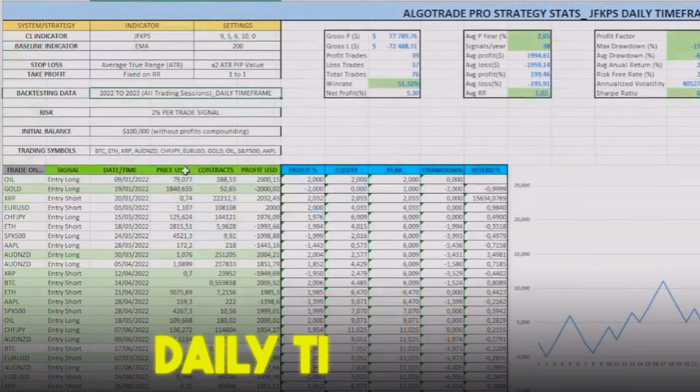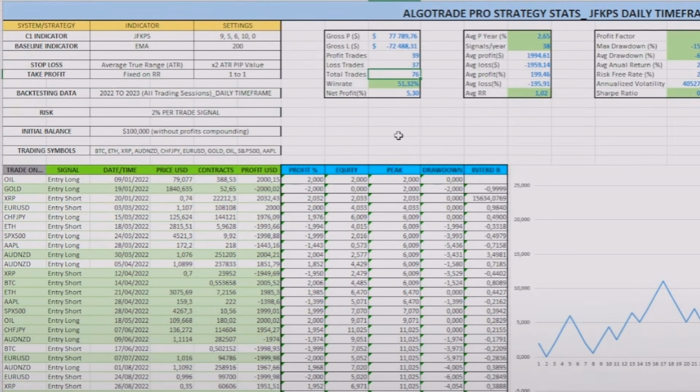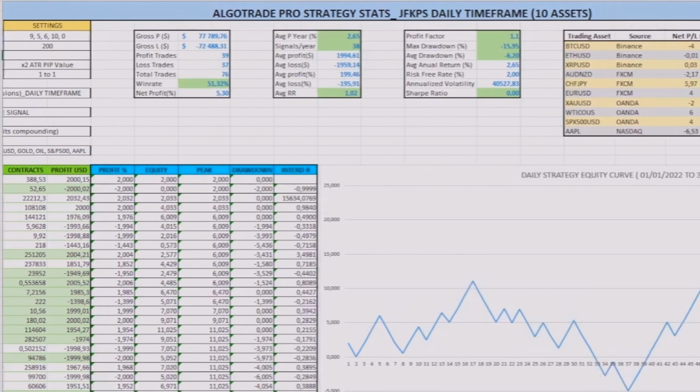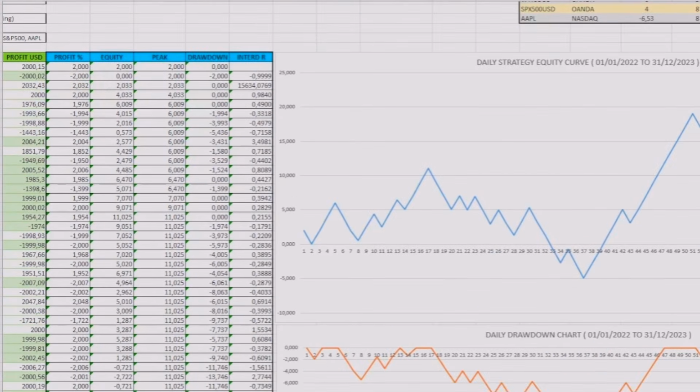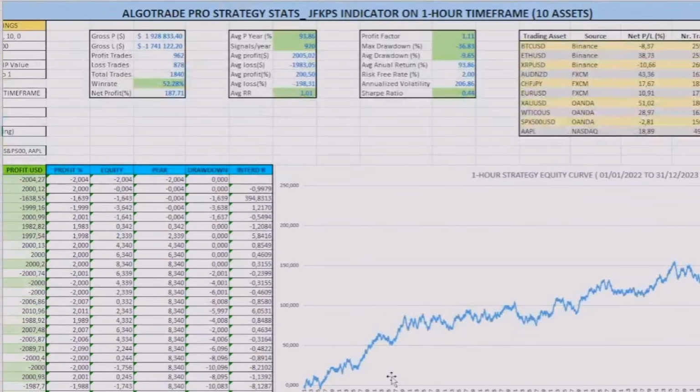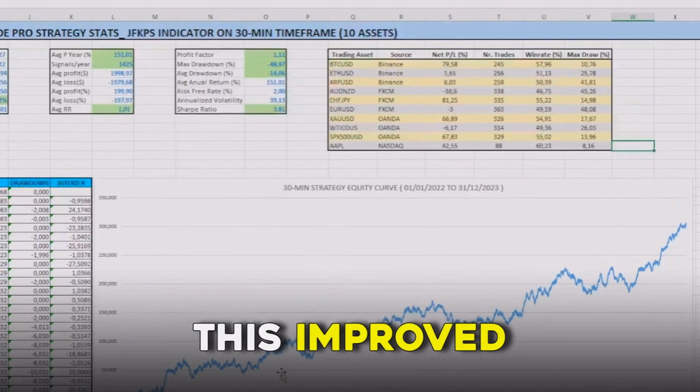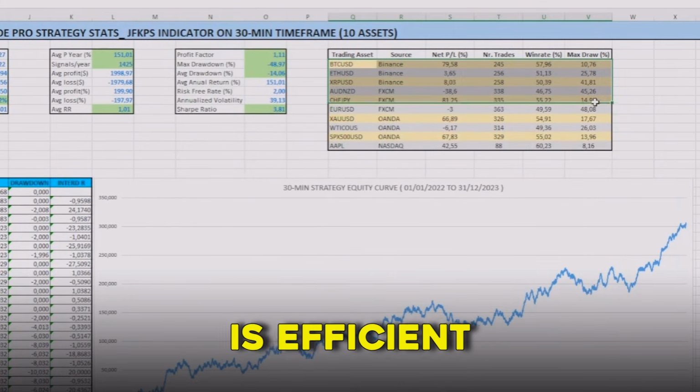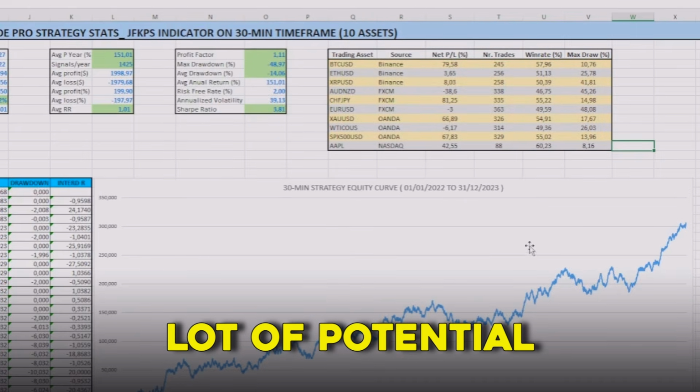And finally, on the daily time frame, after 76 trades, the indicator achieved a win rate of 51.32% and a net profit of 5%. Therefore, based on this comprehensive analysis across multiple timeframes and assets, we can confirm that this improved version of the Stochastic is efficient and has a lot of potential.